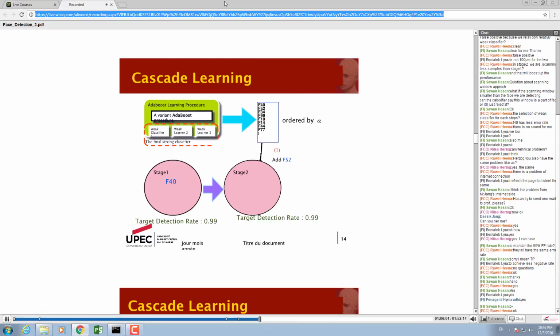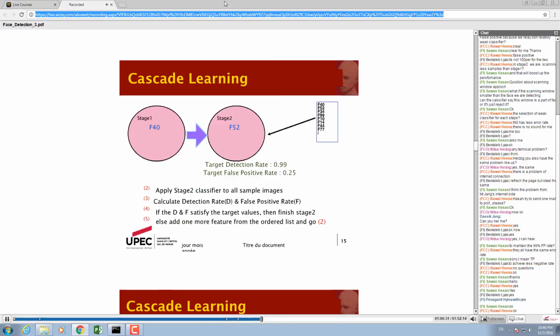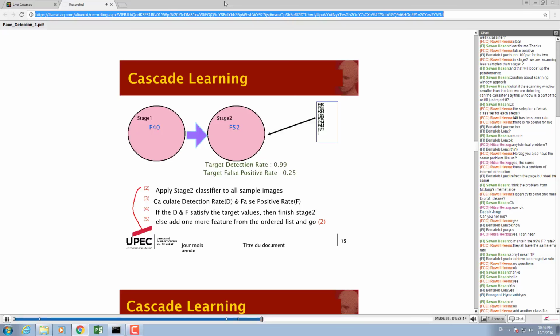Okay, so stage 1 is now done. Now we are moving to stage 2. So the true positive rate is 99% in stage 2, and the false positive rate is smaller than in stage 1. So it will be, for example, like 12.5%. I'm sorry, 25%. Then we are starting from F52. We try to add the next one because F40 was used by stage 1. So we are adding F52 first.